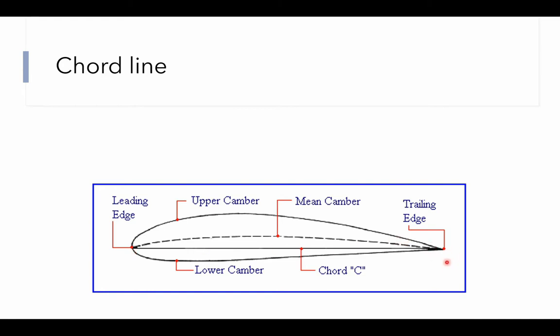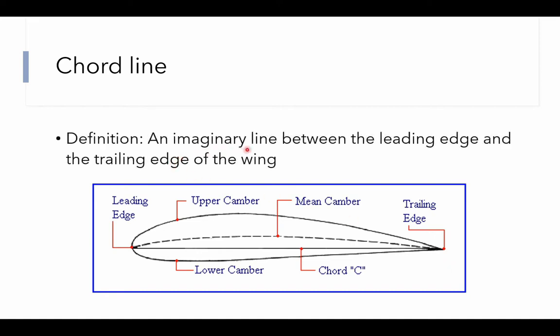With those definitions in mind, we can talk about the chord line. The chord line is simply an imaginary line between the leading edge and the trailing edge of the wing. As long as you know where the leading and trailing edges are, you just need to play connect the dots to find the chord line.